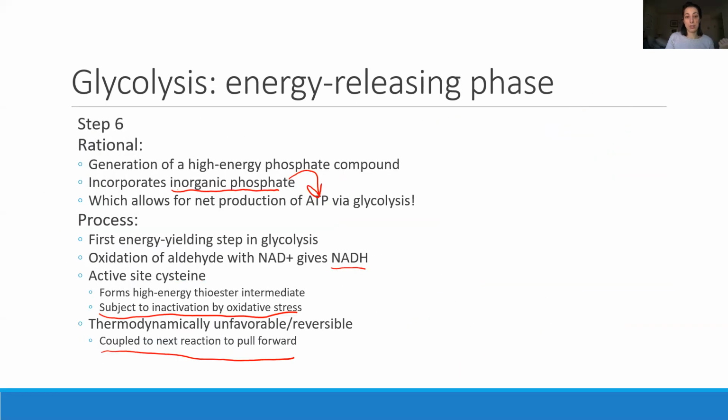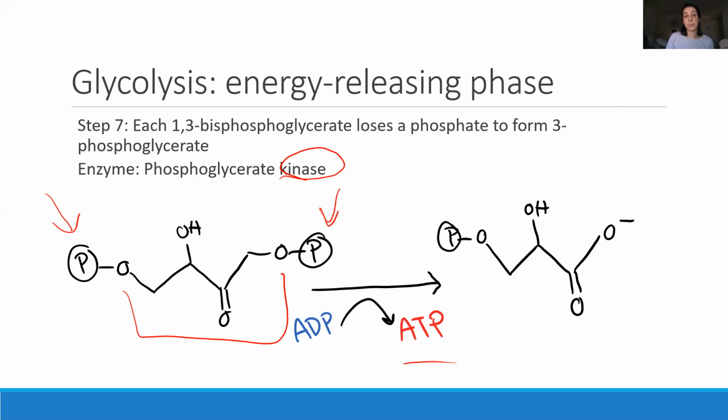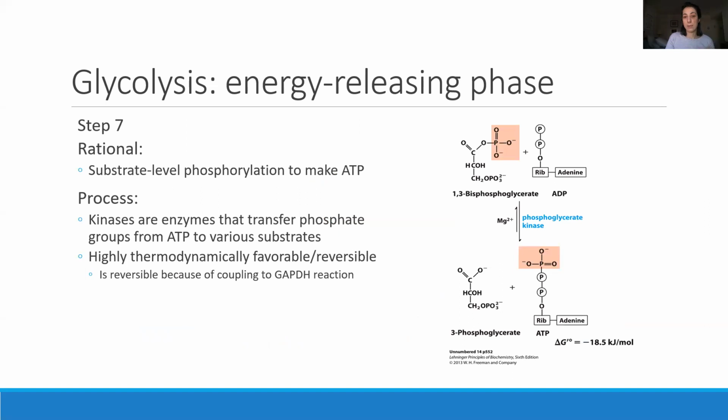Our previous reaction, unfavorable and reversible. This one is a favorable reaction, but the reversibility of it is going to be tied to that GAPDH reaction. So these reactions coupled together ultimately make this reversible, but as I said, ultimately favorable. If you see, our delta G is actually a negative delta G in this.